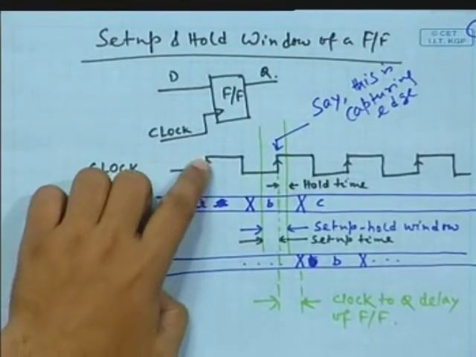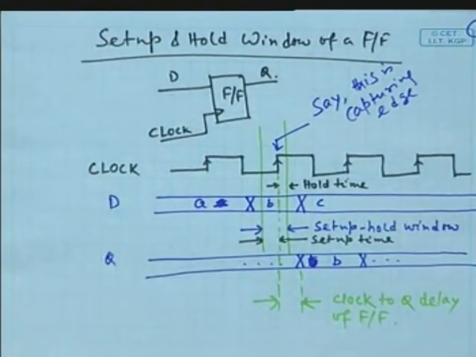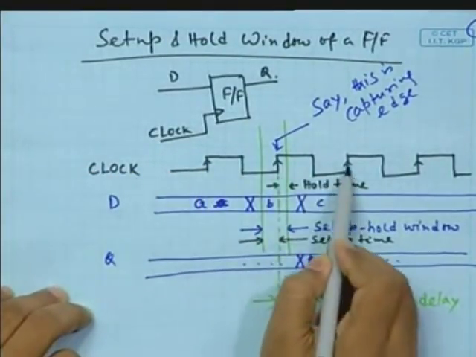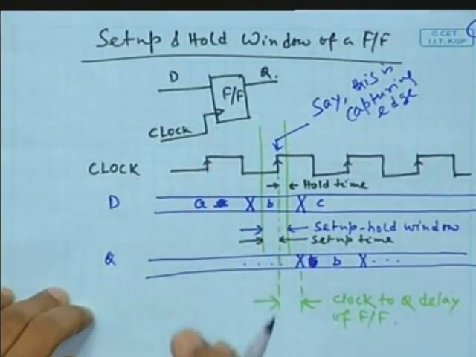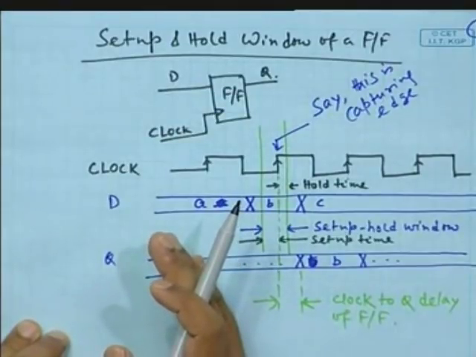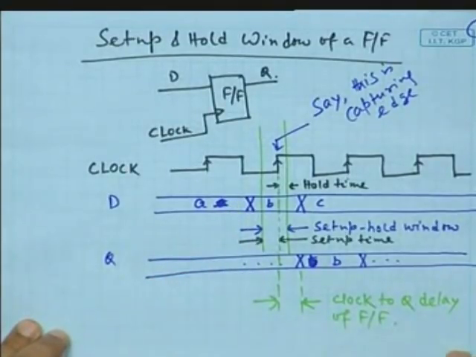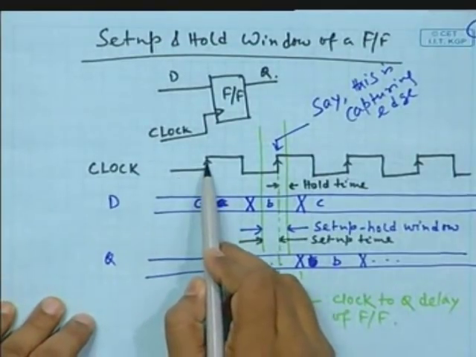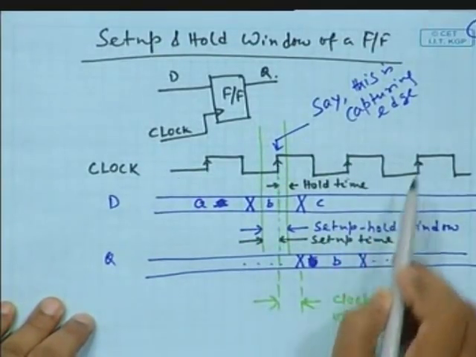Say this is your clock. So it is positive edge triggered. What is the difference between flip-flop and latch? Flip-flop is edge triggered, right? And latch is level sensitive. It's the same design. So these are the edges where it can sense the data.